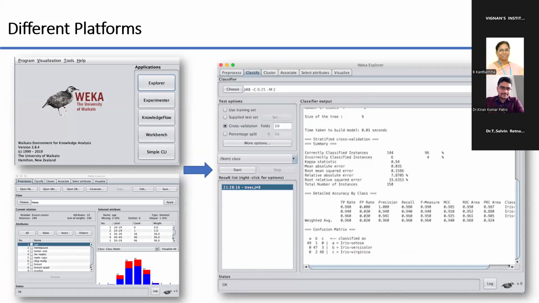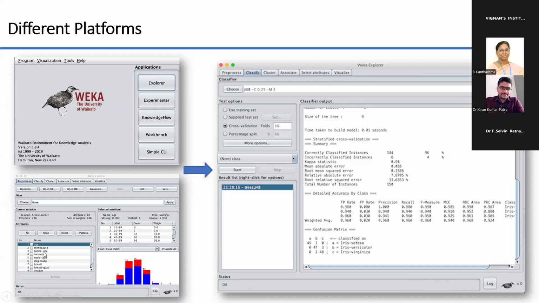Weka software was started in 1990 by the University of Waikato, New Zealand. On the Weka platform, the backend software is Java. For some algorithms, the backend they are using is Python also. So you can implement different machine learning algorithms. On the right side you can see you can use Weka for pre-processing your data, classifying your data, clustering your data, visualization of data samples, and selection of different attributes. You can use it for different applications.